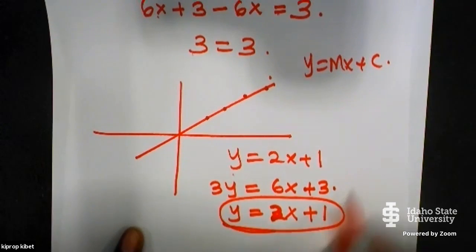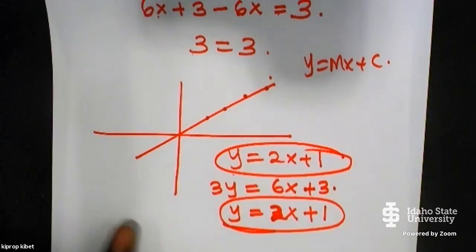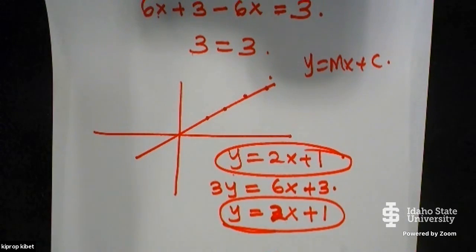So what do you see from there? They are the same, right? So they are on the same line. So then we have an infinite number of solutions there. Okay.